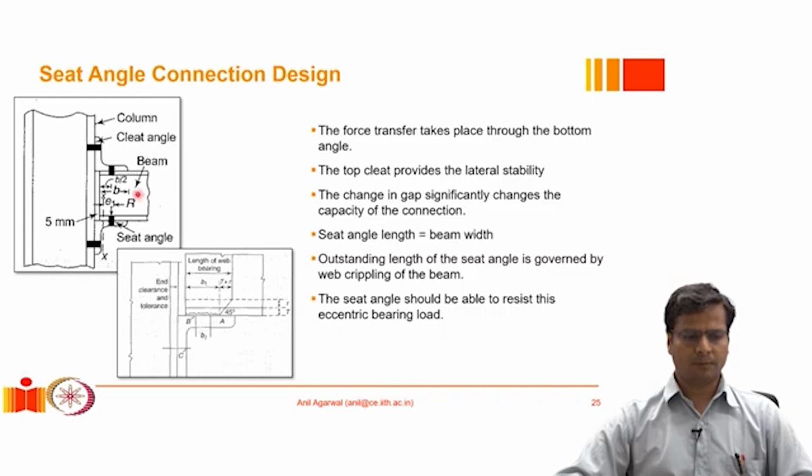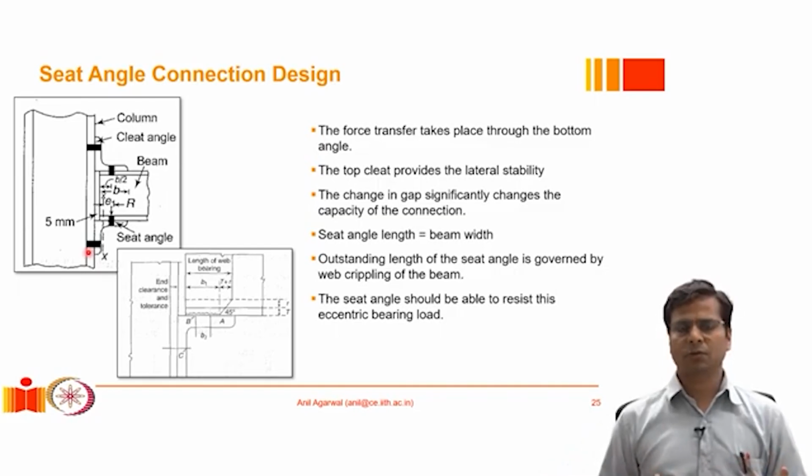The loads that are acting on the beam have to be transferred through bearing mostly between the bottom flange of the beam and the top edge of the seat angle. Subsequent to that, this force has to be transferred from this leg of the angle to the vertical leg of the angle, and then that has to flow through the bolt here to the column flange.